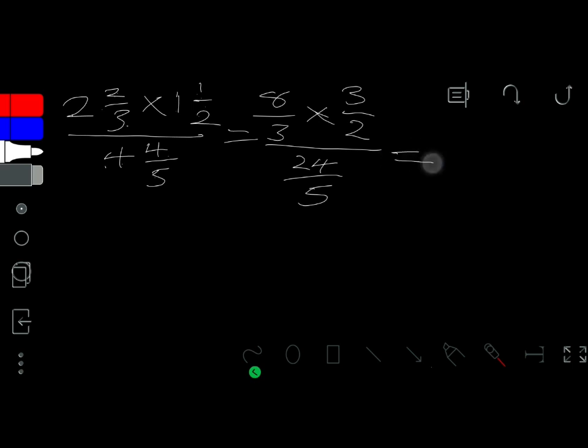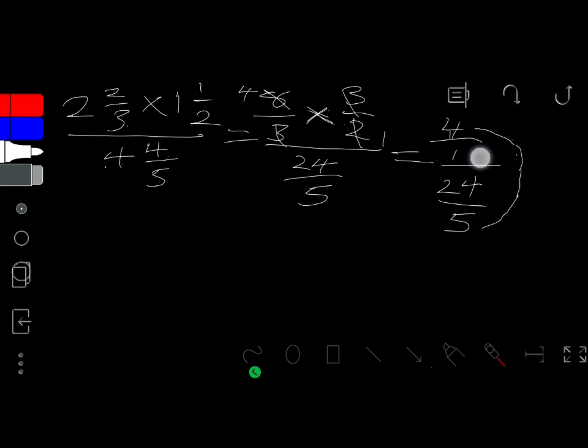Next we have, now remember I said for multiplication we can divide numerator and denominator, but we cannot multiply them together. So 2 can go into 8, 4 times, 3 will cancel 3. So in the overall numerator here, you will have 4 over 1, then 24 over 5. Now, remember the concept of far and near. So use 4 to multiply 5 and 1 to multiply 24.